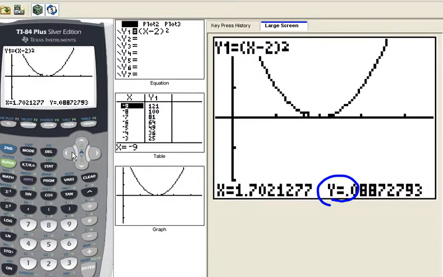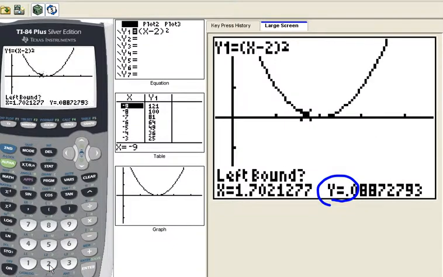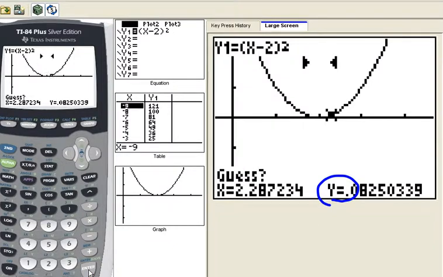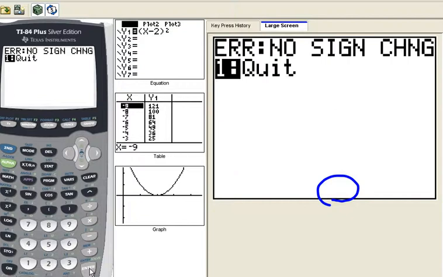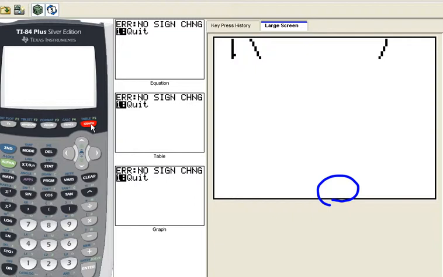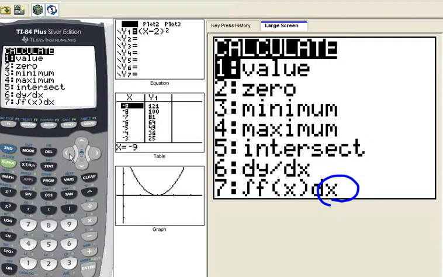So let's try one more time. Second trace 2. Well, the other thing we know is if this doesn't work, then we'll try the minimum. So enter, that's my left bound. Enter, right bound. It's not liking that. So we're going to do trace, and let's do the minimum, which is number 3.